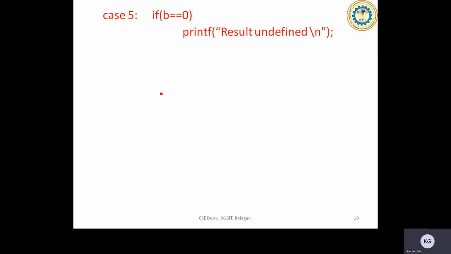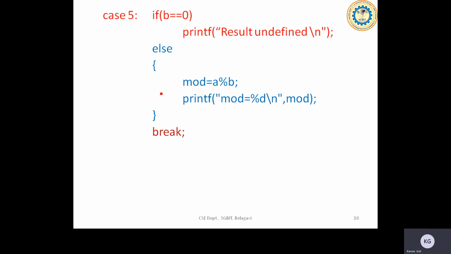Case 5. It is up to you whether you want to use the denominator as 0 or not. If you use denominator as 0, then write it as result undefined. If the denominator is not 0, then proceed with the calculation using the mod operator. Please take care that A and B should be of type integer. Then whatever remainder you get out of it will be displayed. After this, we are going to use a break to come out of the switch statement.